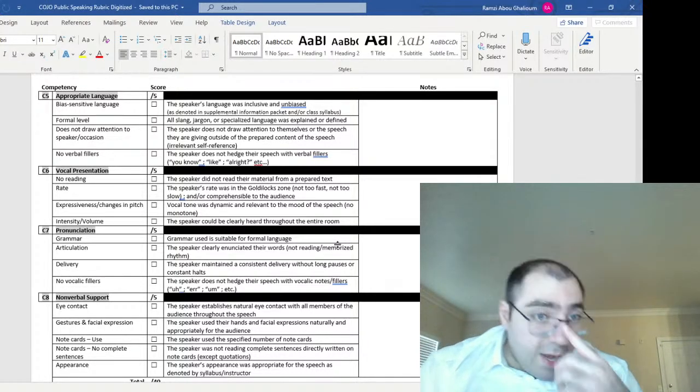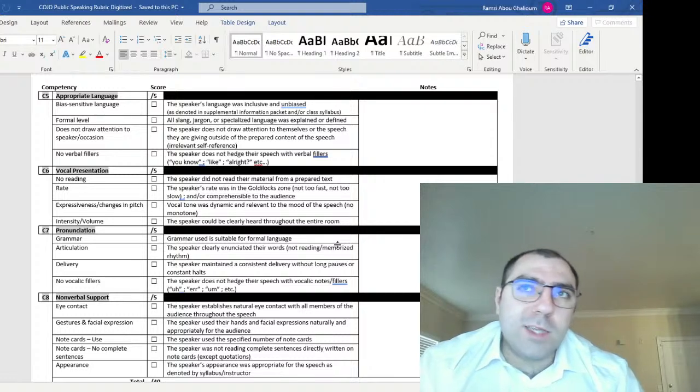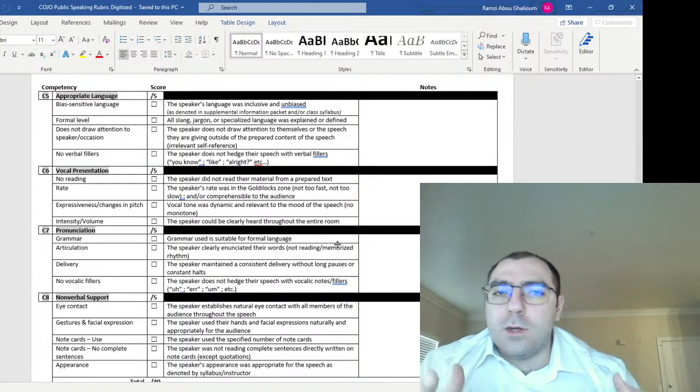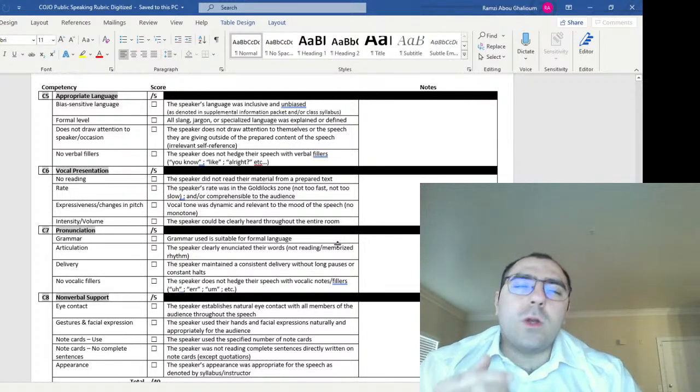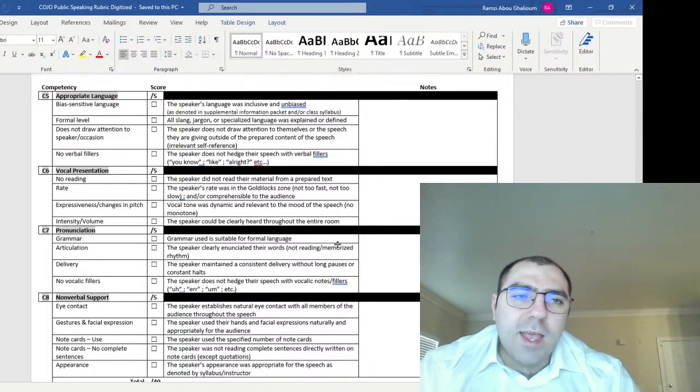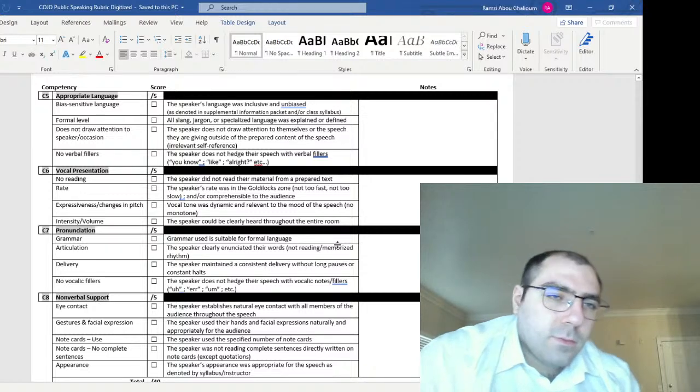The other thing is that if you're speaking very quickly or very slowly, you might go over or under your time requirements. You don't want to do that. You're going to hear me use this expression a lot: you want to stay in the Goldilocks zone.